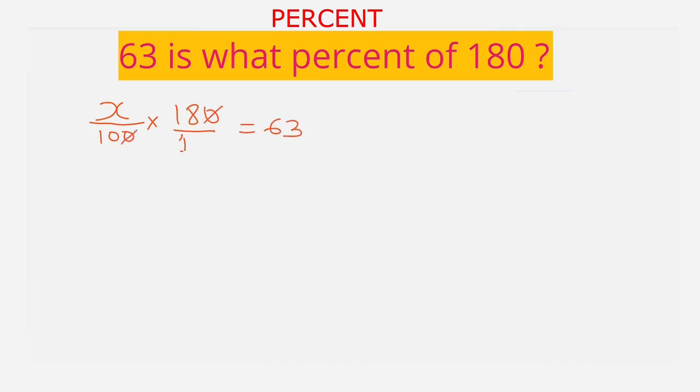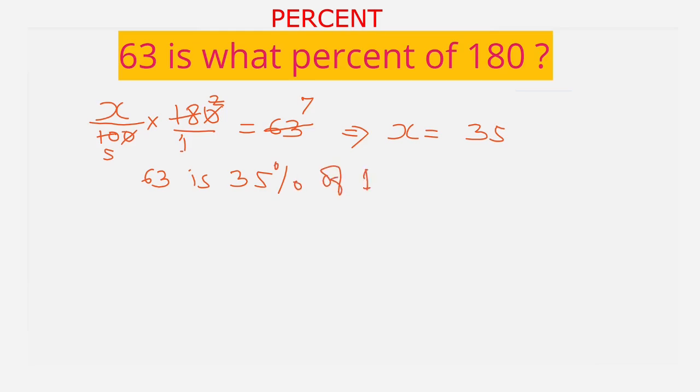0 of numerator is cancelled by 0 of denominator, and 9 cancels 18 for 2 times and 63 for 7 times, and 2 cancels 10 for 5 times. This gives x equal to 7 times 5 is 35. Thus we can write in percent term it is 35%. So we can say 63 is 35% of 180.